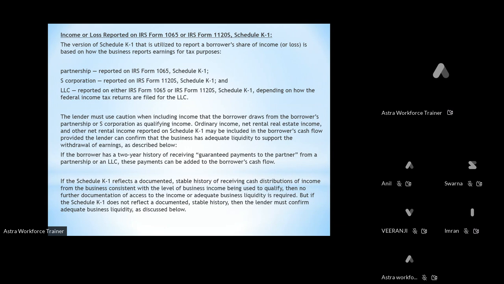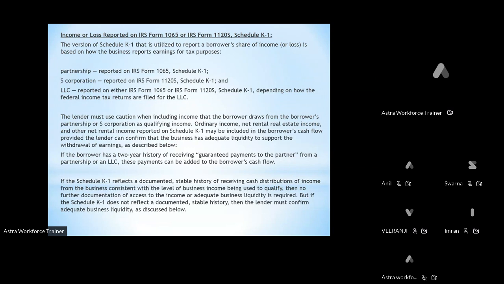The lender must use caution when including income that the borrower draws from the borrower's partnership or S corporation as qualifying income: ordinary income, rental real estate income, and other net rental income reported on the K-1. Most of the time, when we are seeing the 1120 or 1065, the borrower will get ordinary income or net rental income for real estate, and that has to be reported on the K-1.